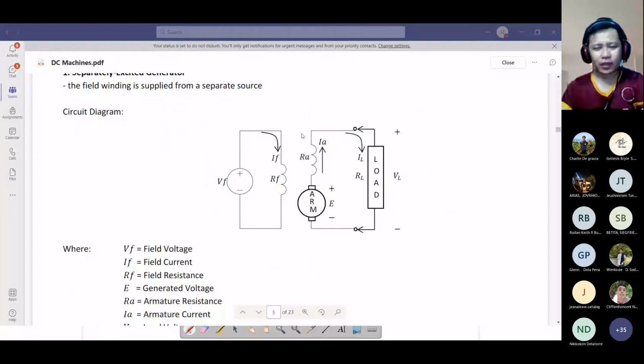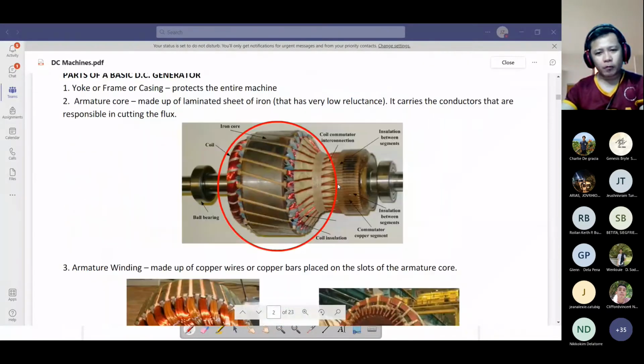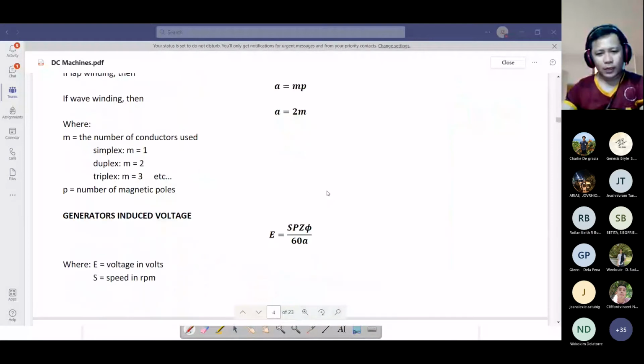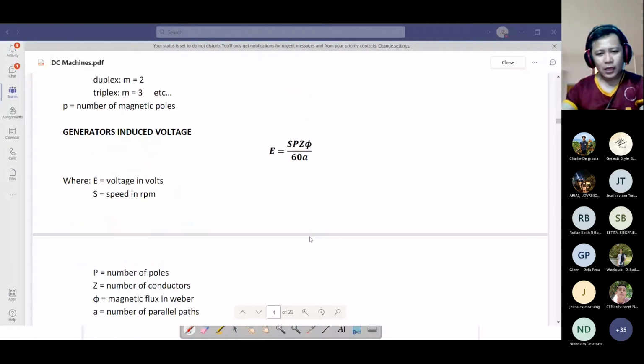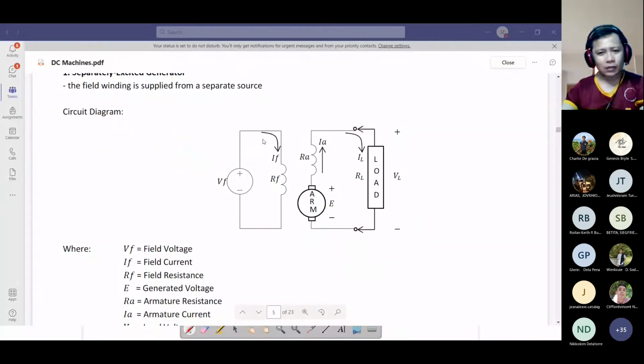Okay, this one, and lastly kaning separately excited generator. So again, on next meeting on Friday, on the first hour, we will have a quiz. One problem each. One problem for katong E is equal to beta LV. Okay, one problem for this one. And then one problem for this one, E equals SPZV over 68. And one problem for separately excited generator. Okay, that would be next meeting.